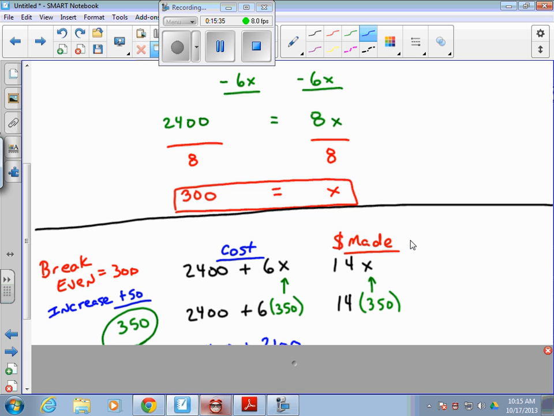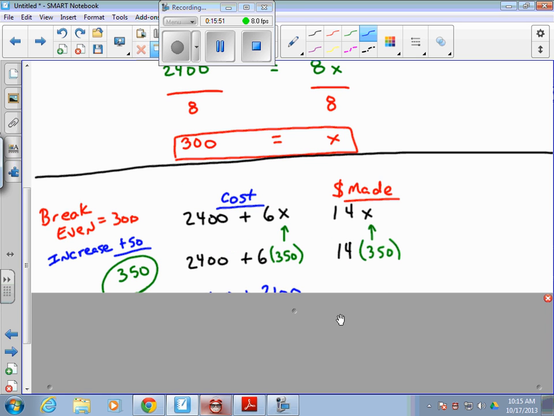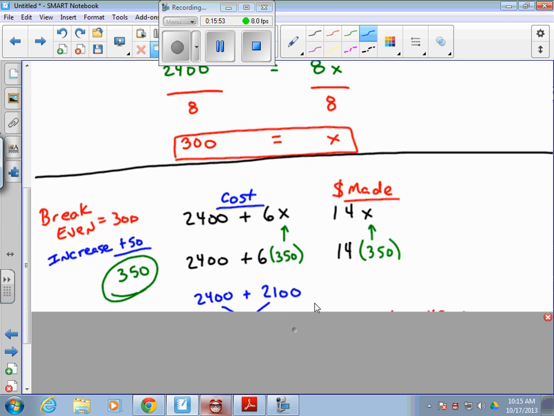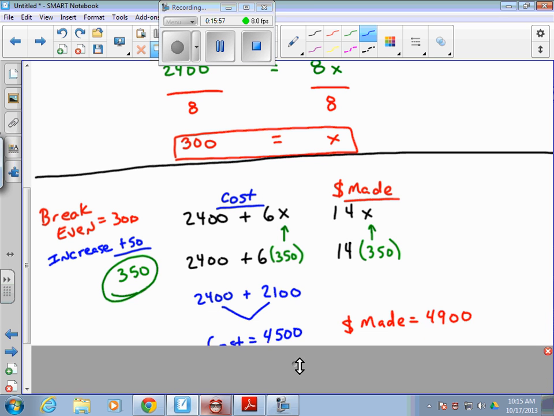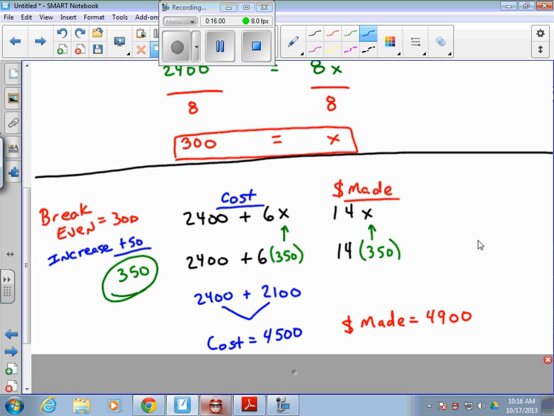So again, the cost is still 2,400 plus 6x, where in this case x's value is 350. The amount of money made is 14 times x, again 350 cameras. When you multiply 6 times 350, you get 2,100. And when you add that to 2,400, it costs them $4,500. The amount of money made is 14 times 350, or $4,900.